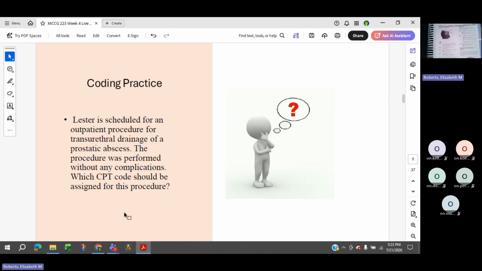Next, Lester is scheduled for an outpatient procedure for transurethral drainage of a prostatic abscess. The procedure was performed without any complications. Which CPT code should be assigned for this procedure?